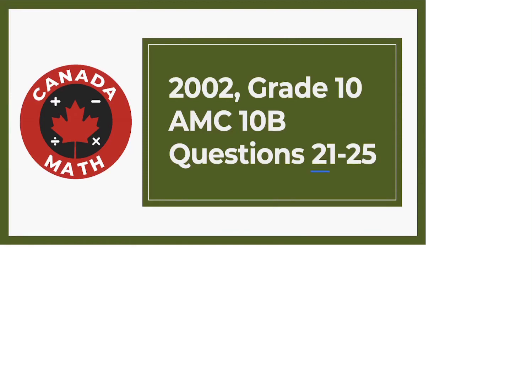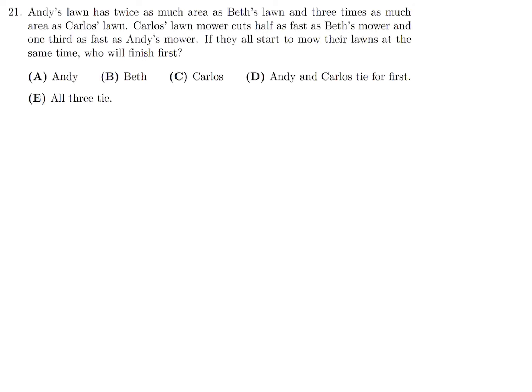Questions 21 through 25 on the 2002 Grade 10 AMC 10B. Andy's lawn has twice as much area as Beth's lawn and 3 times as much area as Carlos's lawn. Carlos's lawnmower cuts half as fast as Beth's mower and 1/3 as fast as Andy's mower. If they all start to mow their lawns at the same time, who will finish first?